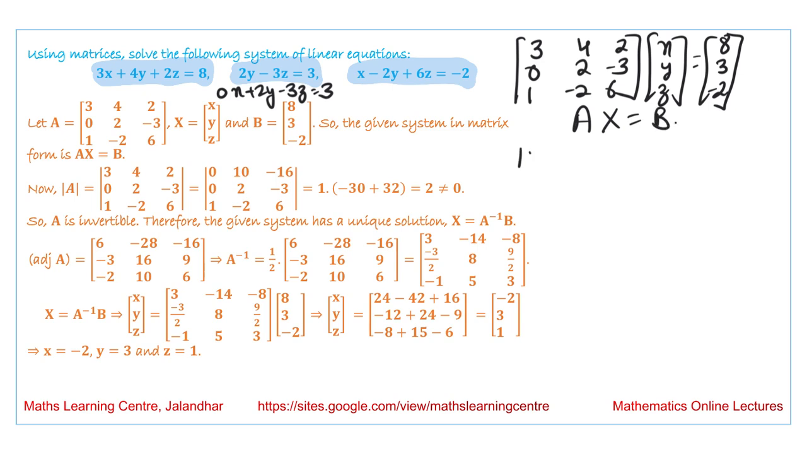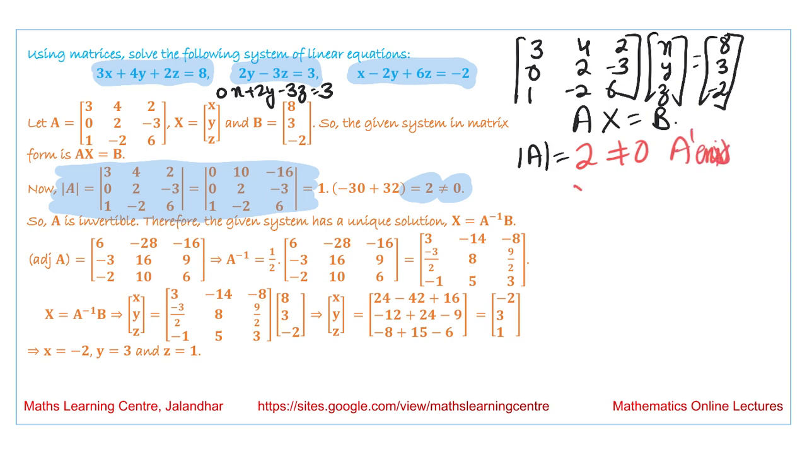Now if we calculate the determinant of A, we have calculated this value over here, you can calculate it on your own and verify the results. The value of the determinant of A comes out to be 2 and it is not equal to 0. So A inverse exists, and x is equal to A inverse of B.